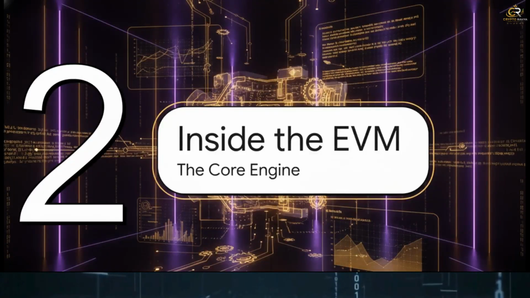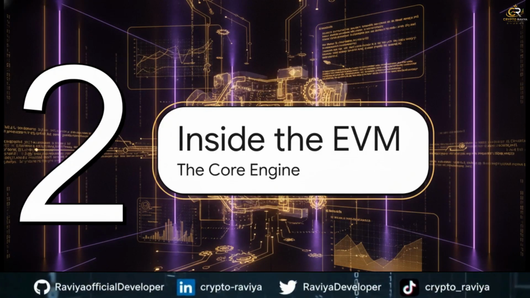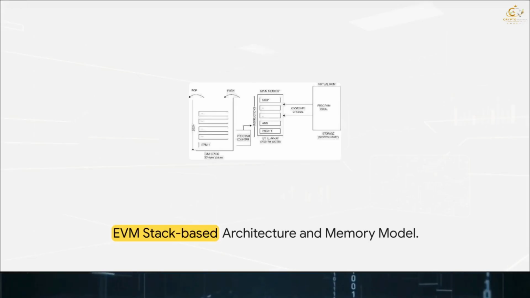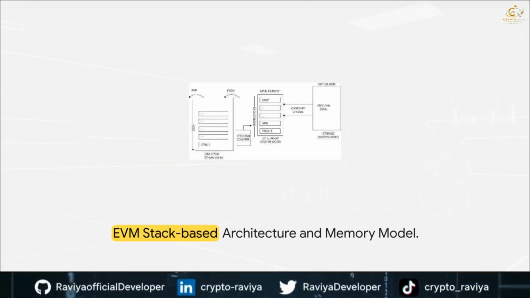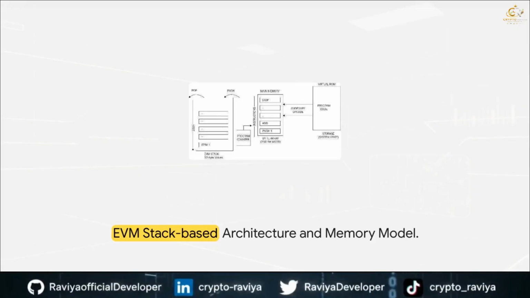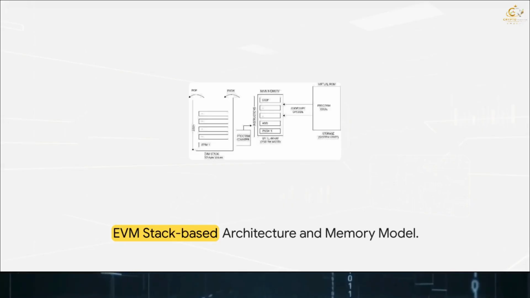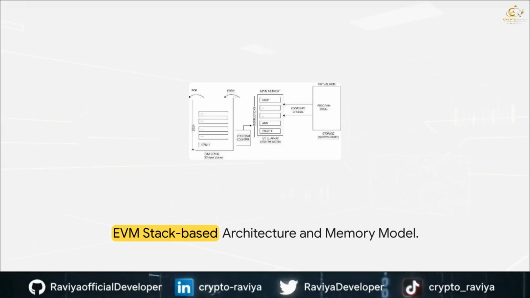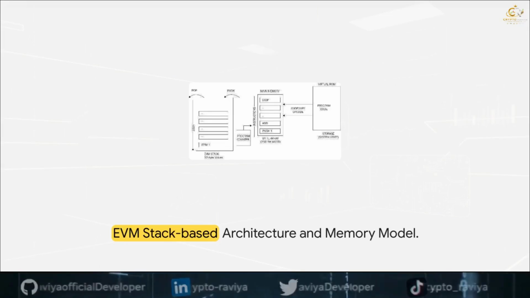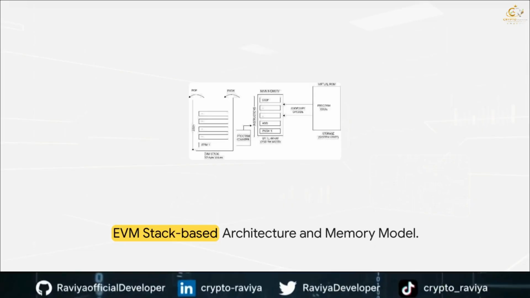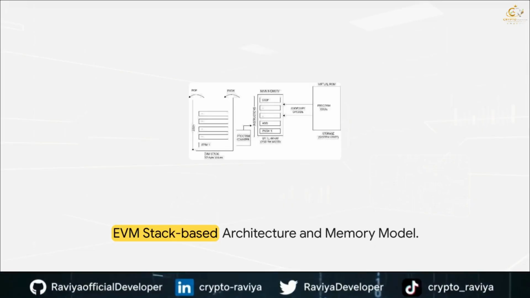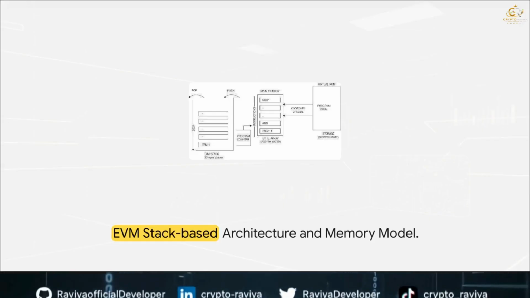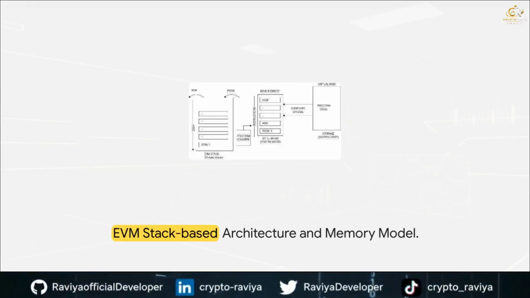Moving right along to Section 2, inside the EVM. To understand how this global computer actually runs, we have to pop the hood and look at the engine, which is the Ethereum Virtual Machine, or EVM. It operates in a strictly sandboxed environment. It relies on a stack-based architecture using 256-bit wide words. Now, that specific size wasn't just chosen at random, it perfectly accommodates Keccak-256 hashes and elliptic curve cryptography. The stack is limited to 1,024 elements operating on a last-in, first-out basis.